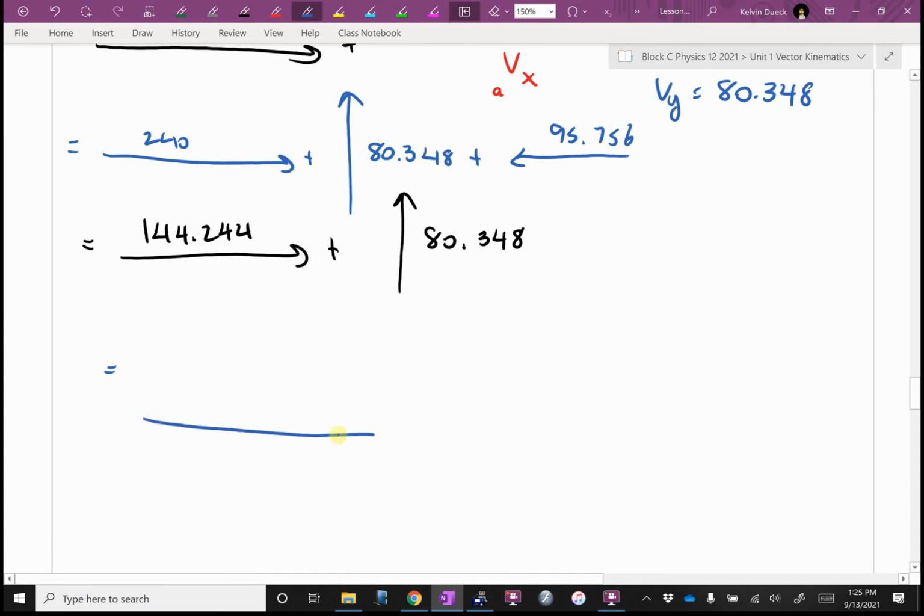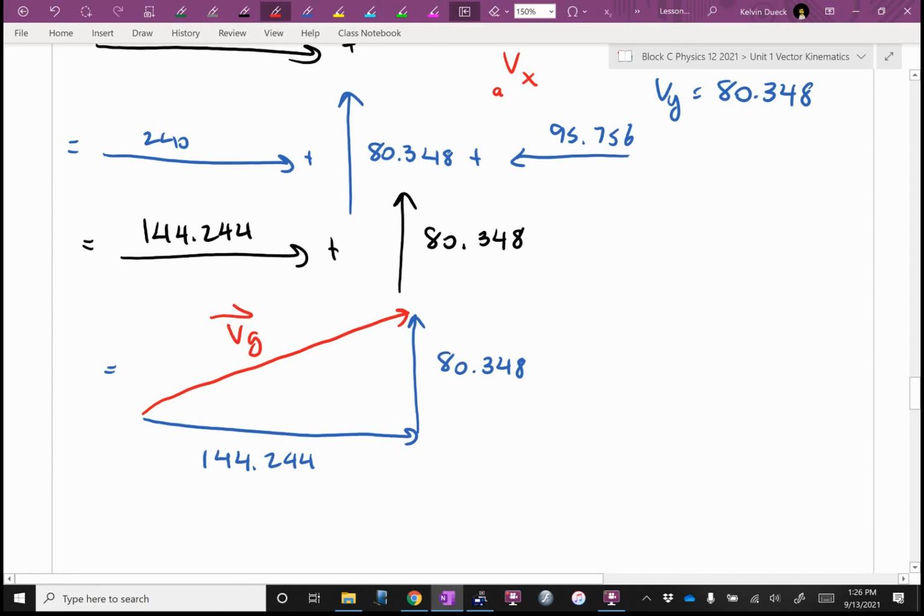Okay, here we go. 144.244 plus 80.348. Or again, you could go 80.348 plus 144.244. I'd give you full credit. I think this is going to be the plane's ground velocity. That's what the radar is going to see.